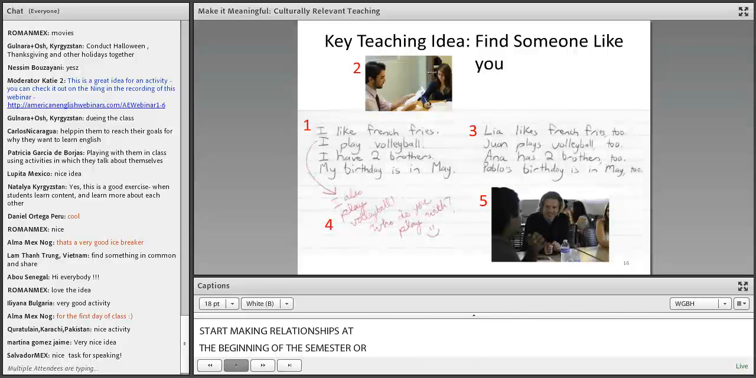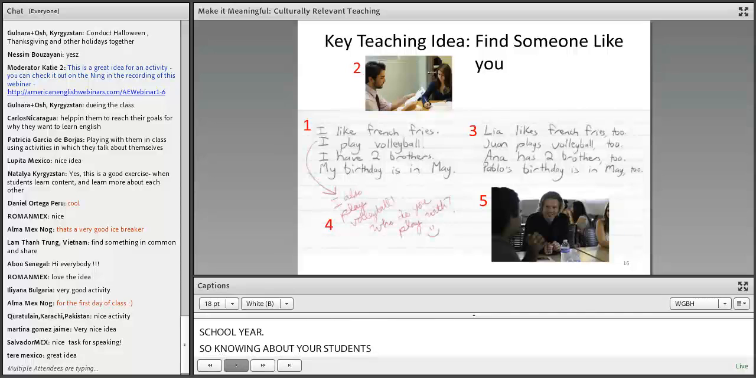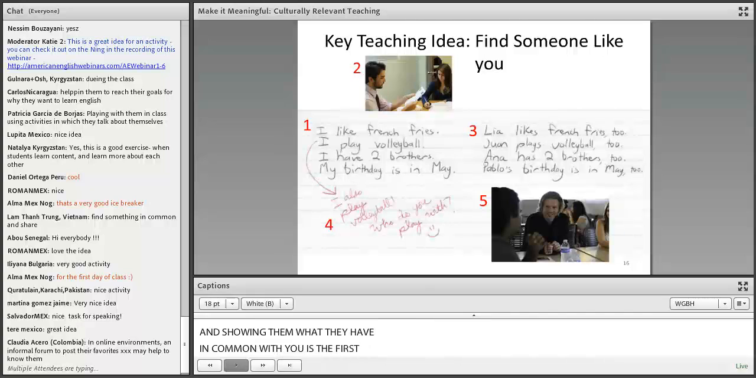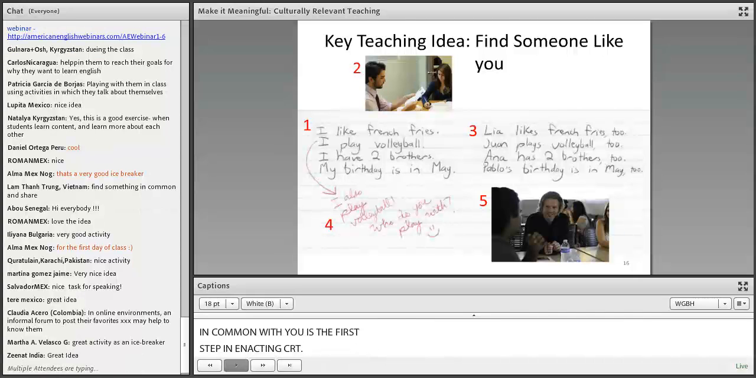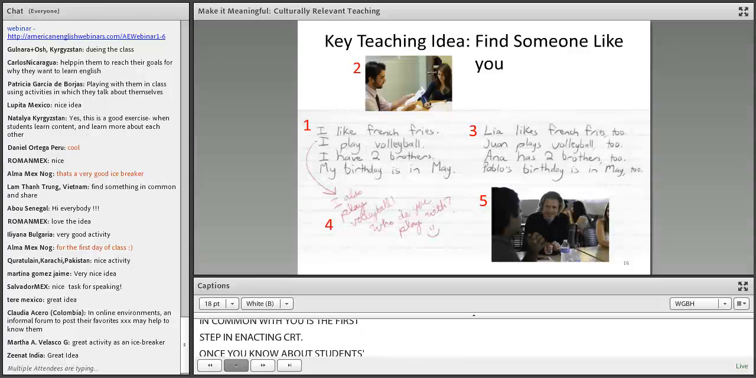So knowing about your students and showing them what they have in common with you is the first step in enacting CRT. Once you know about students' backgrounds, you can start to adapt your teaching materials to match students' cultures.